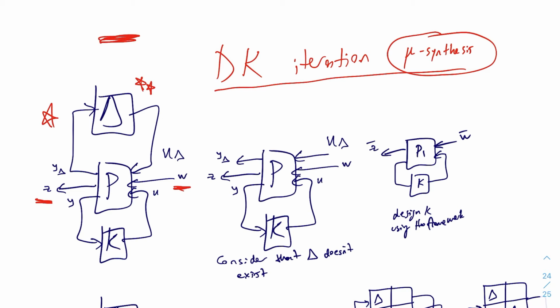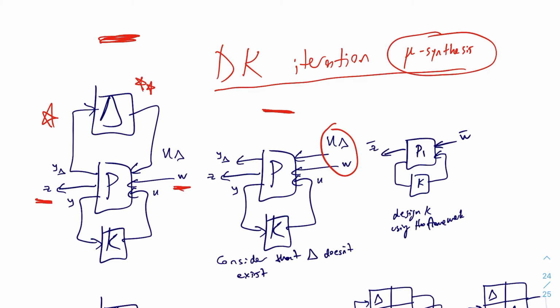Now let's continue. This is the location where we are, and we want to design K. So first step, just ignore the perturbation. There is nothing trying to make our job harder than it is. And so what we have is here.